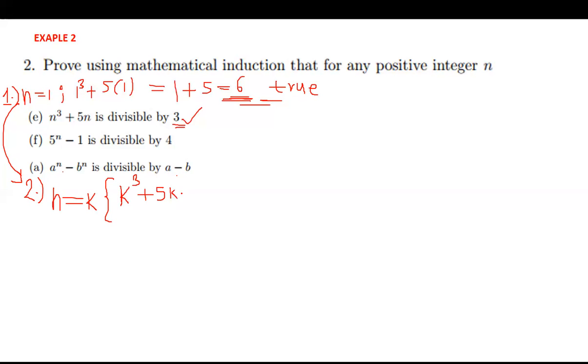K to the power 3 plus 5k. So when I do this, I know to say this part here is divisible by 3. How? Because I've proved that for the first statement, for the initial value of n, which is n equal to 1, it was true. So meaning even this one is supposed to be true.